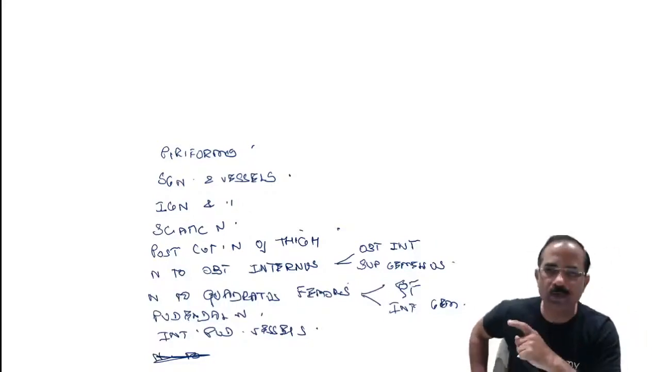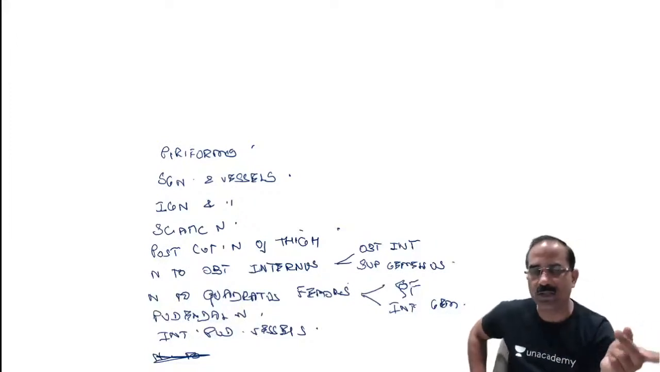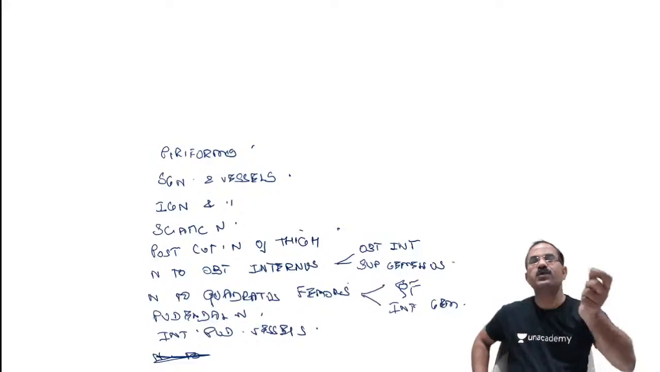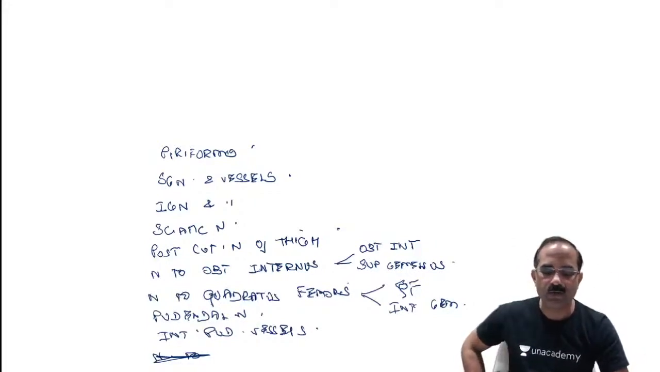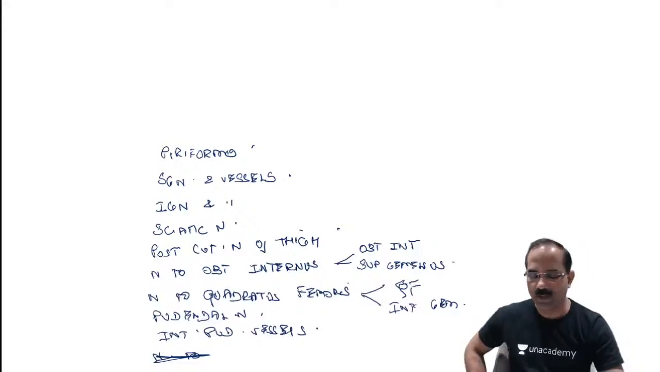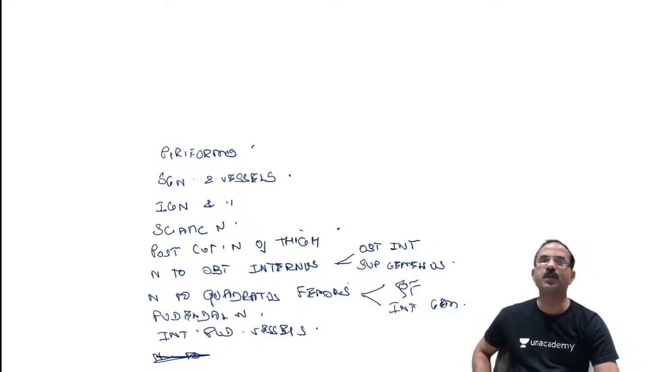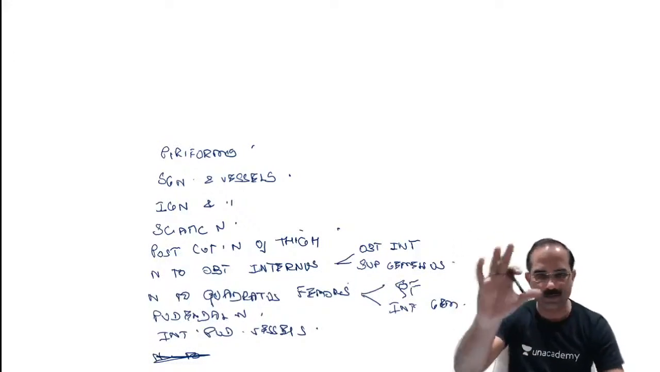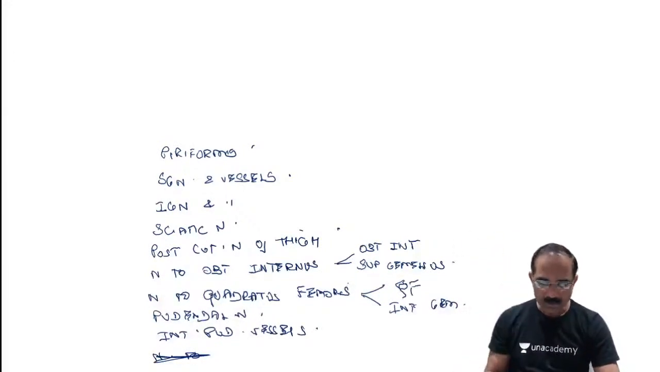This is a very important MCQ, students. The nerve to obturator internus supplies the obturator internus and the superior gemellus. The nerve to quadratus femoris supplies the quadratus femoris and the inferior gemellus. Then the pudendal nerve and internal pudendal vessels. Just remember all this. Okay, and now understand this, students.